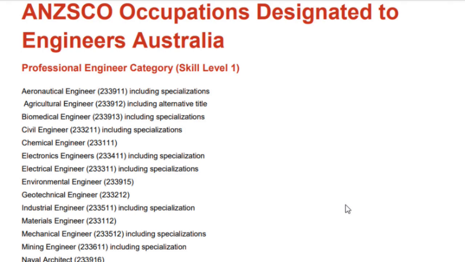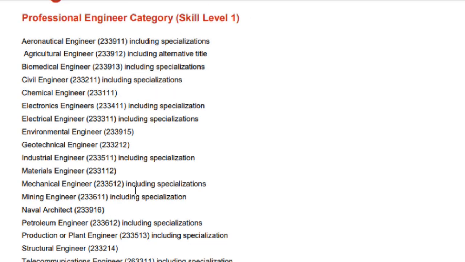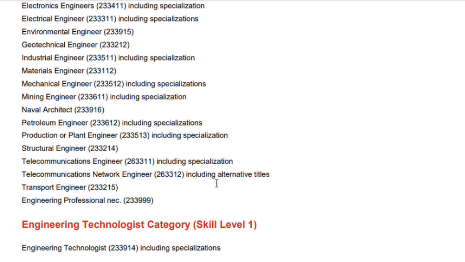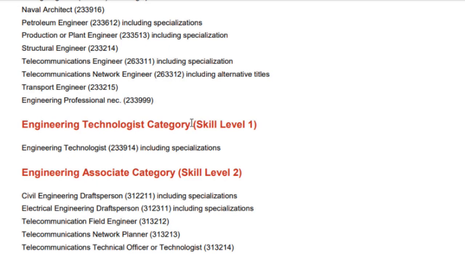information. So here is the list of occupations, and they have also given the codes over there: aeronautical engineer, agriculture engineer, biomedical engineer, civil engineer, chemical engineer, electronics engineer, electrical engineer, environmental engineer, geotechnical engineer, industrial engineer, materials engineer, mechanical engineer, mining engineer, naval architect, petroleum engineer, production or plant engineer, structural engineer, telecommunications engineer, telecommunications network engineer, transport engineer, engineering professional, engineering technologist category.